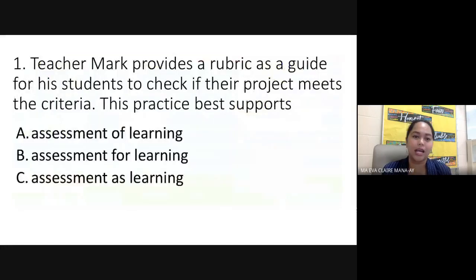Item number 1. Teacher Mark provides a rubric as a guide for his students to check if their project meets the criteria. This practice best supports. The correct answer here is assessment as learning. As you can see, the students assess their own work.